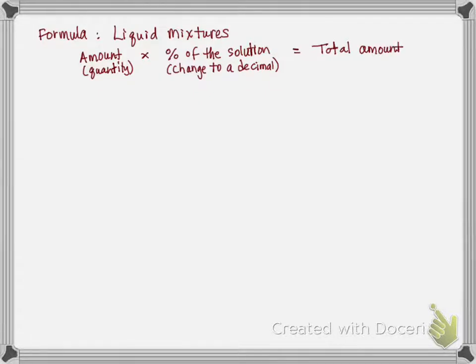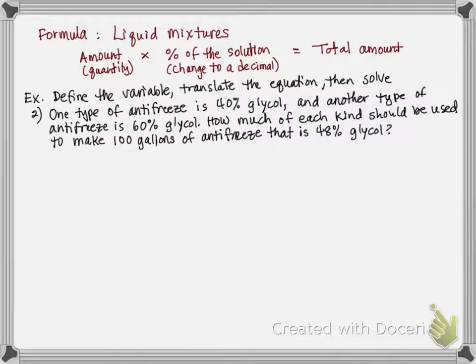Okay, so let's see, what kind of problem do we have here? So again, I'm going to pause and I'm going to write down the problem and then come back. Okay, so again, we're going to define the variable, translate the equation, then solve. So this problem says one type of antifreeze is 40% glycol and another type of antifreeze is 60% glycol. How much of each kind should be used to make 100 gallons of antifreeze?